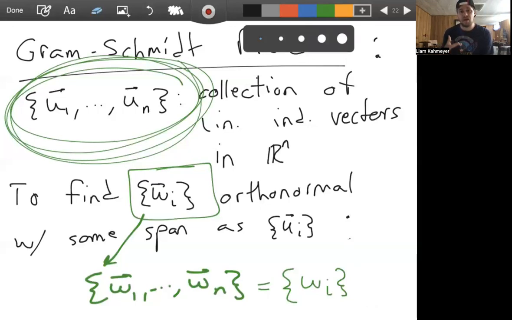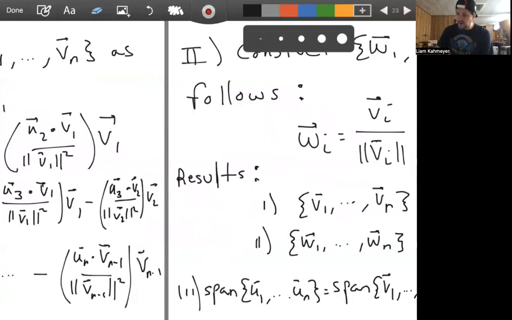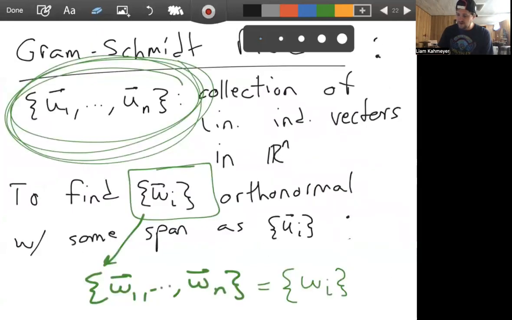So what we want then is to construct this collection w1 through wn that's orthonormal, but the span of the collection wi is the same as the span of the collection of ui's. And I briefly talked about why this is important. If we're looking at a linearly independent set of vectors and we're trying to understand the span of that collection, then that's a basis, because by definition, those vectors are a linearly independent spanning set.